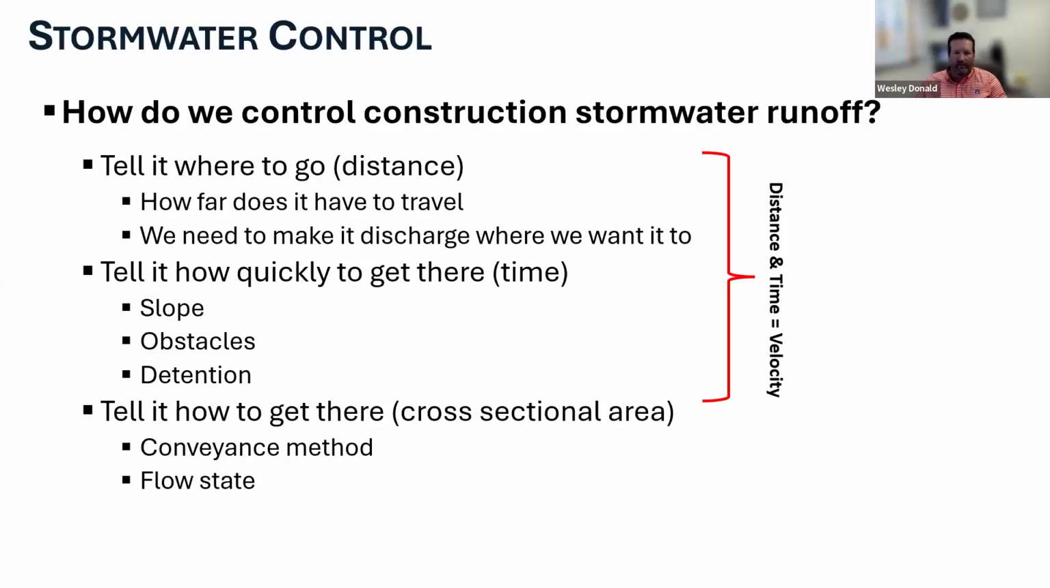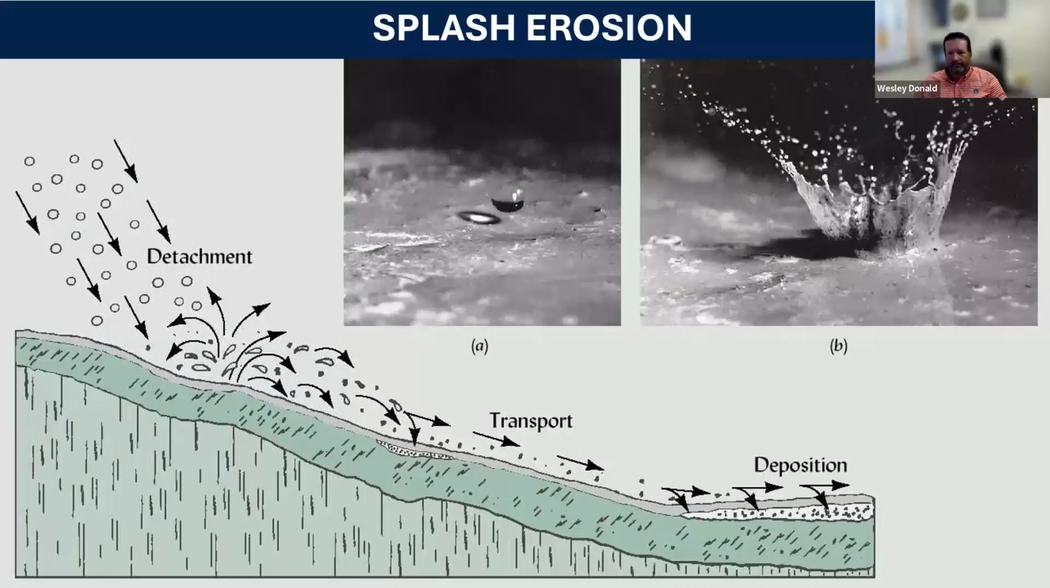And then tell it how to get there. Think about cross-sectional area, the conveyance method. Is it going in a channel? Are we trying to keep it as sheet flow? Are we trying to put it in a pipe and move it around in a closed conduit? What flow state are we putting it in? If we think about this cross-sectional area and we add that to our velocity, well, then that's flow rate. So velocity and flow rate, these are the things that we're all comfortable managing. But if we break it down into these base components, we can think about better ways to control it.